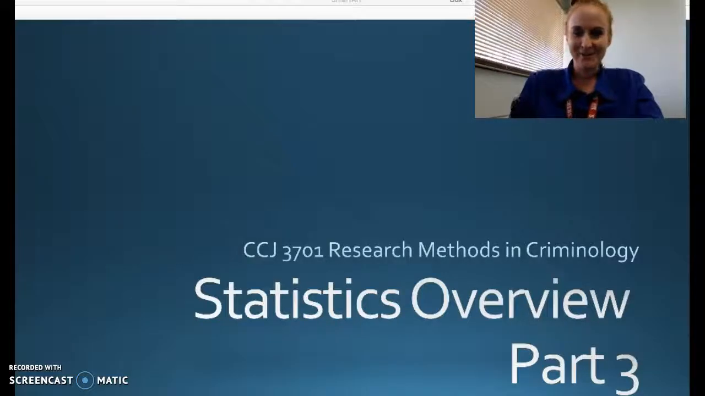Hey everybody, we're rounding off the final part of your statistics overview, part 3. So this way you'll get a sense of, again, how data works and how it's organized, so that way you know what decisions to make in statistics. So we'll jump right in.